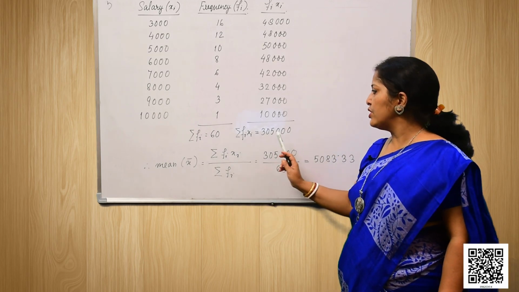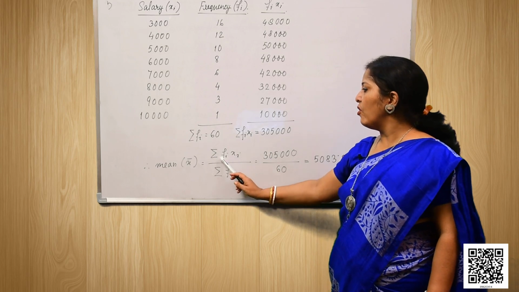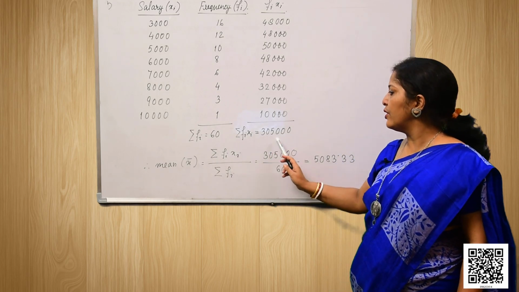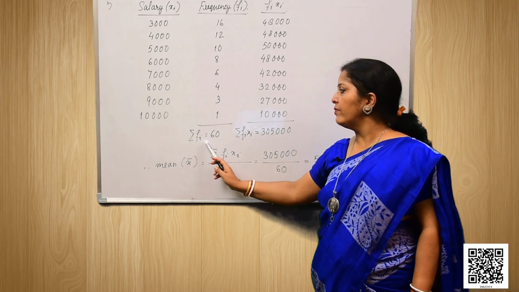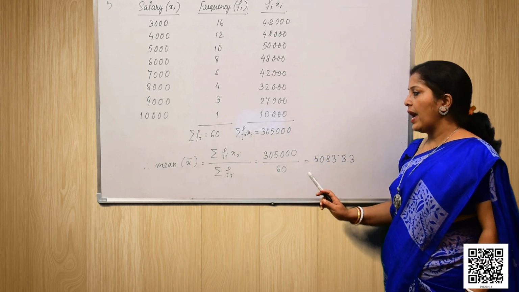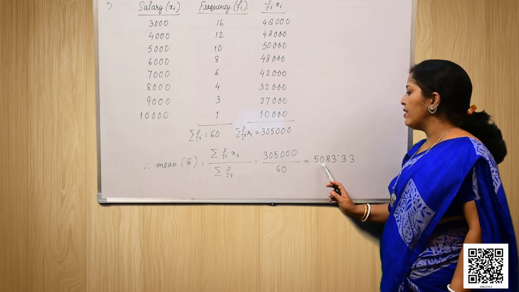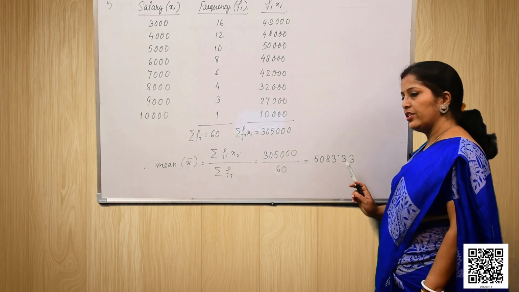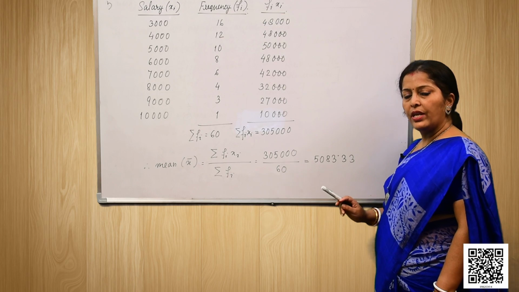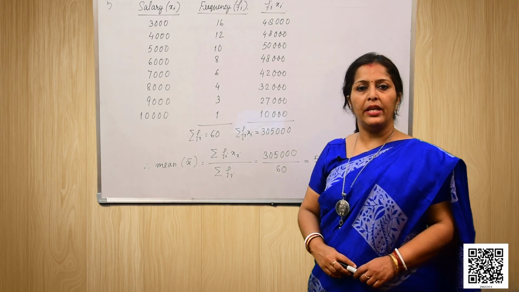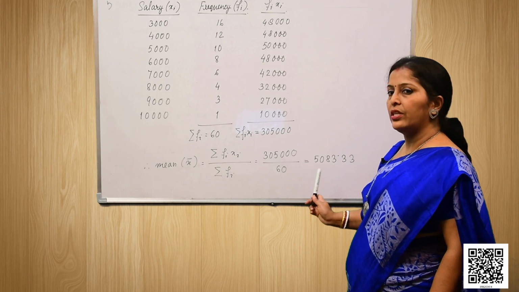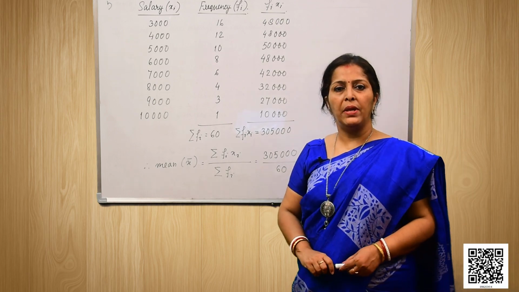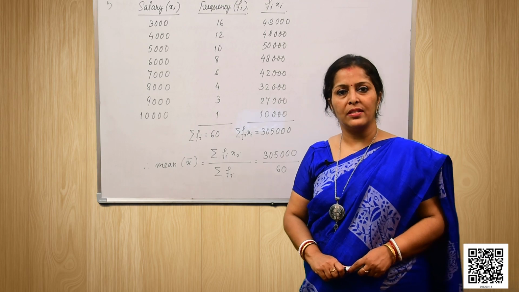So, we put these two values there. Sum of f into x is 305,000 divided by sum of f, which is 60, and we get the answer as 5083.33. So, we can come to the conclusion that our mean for this sum is 5083.33, which will be your mean salary. I hope this is clear.